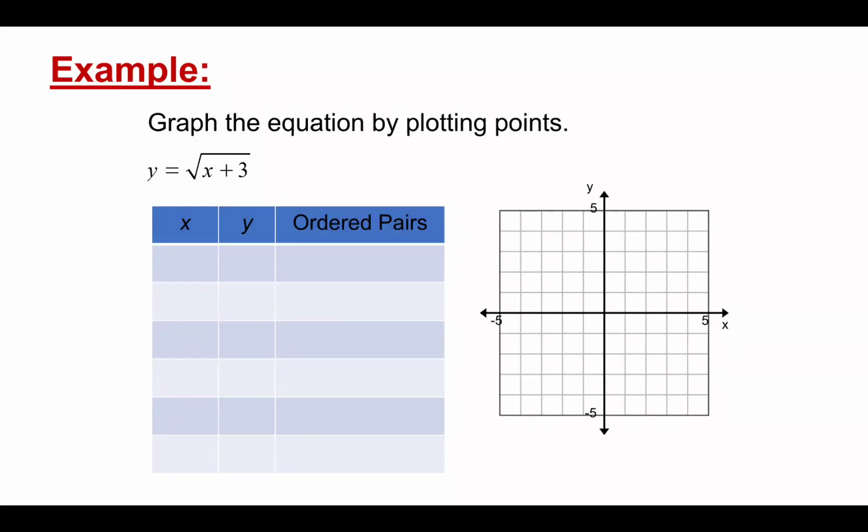Here we're going to graph the equation by plotting points. To do this, we're going to plug values into our equation to see what the result is. Because this is set equal to y, we're going to plug something in for x. Usually whatever's by itself, you want to plug in for the other variable.